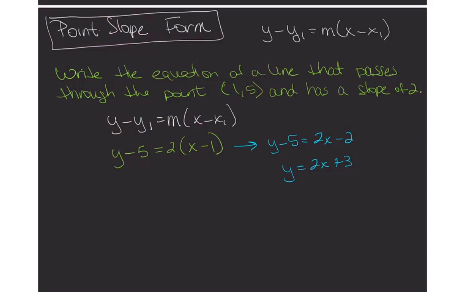Slope should be the same, right? Still should be 2. And then where's my y-intercept? At 3. Right. And both of them are the equation to that line. It's just 2 different forms.